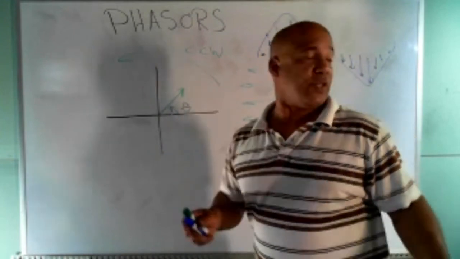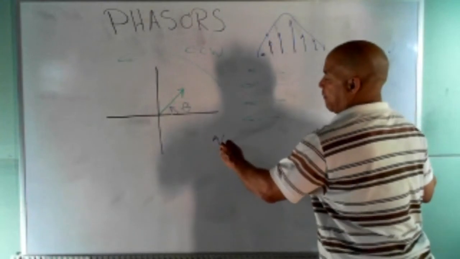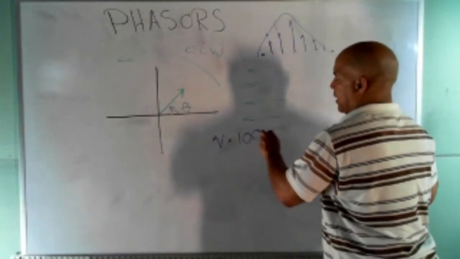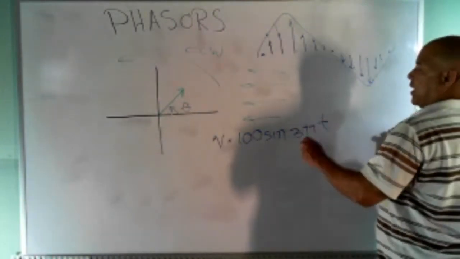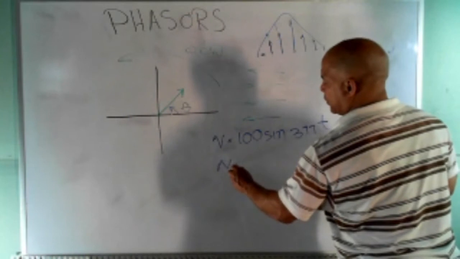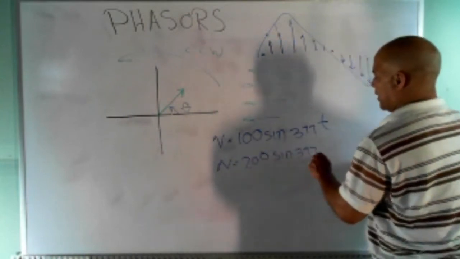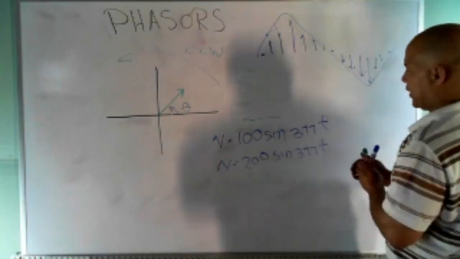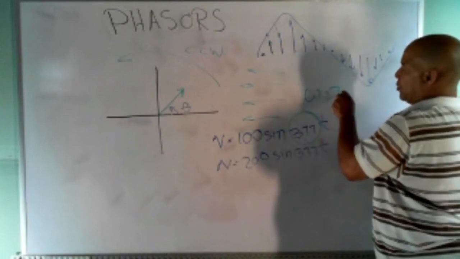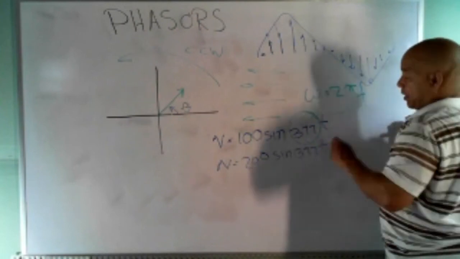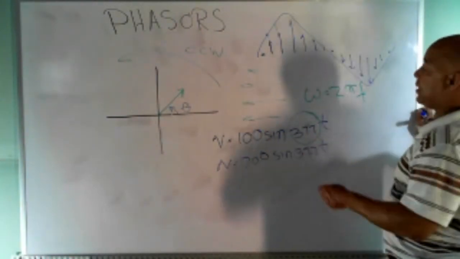How do you know if the frequencies are the same? Well, it's pretty easy. Remember our AC waveform. Suppose I have 100 sine 377 t, and the other one was 200 sine 377 t. Remember what this is right here. This is the angular velocity, omega, and it's equal to 2 pi f. So if the omegas match, that means the frequencies are the same. If the omegas are different, that means the frequencies are different.